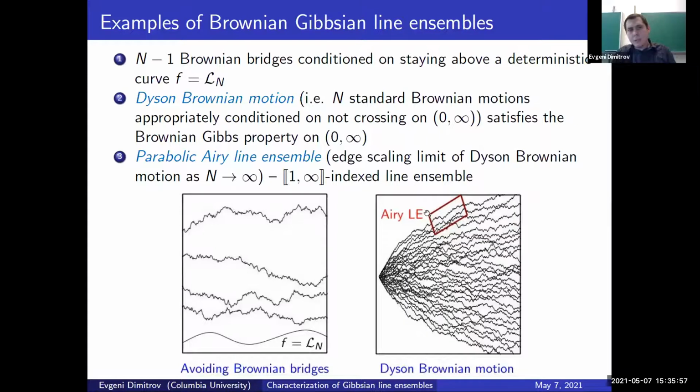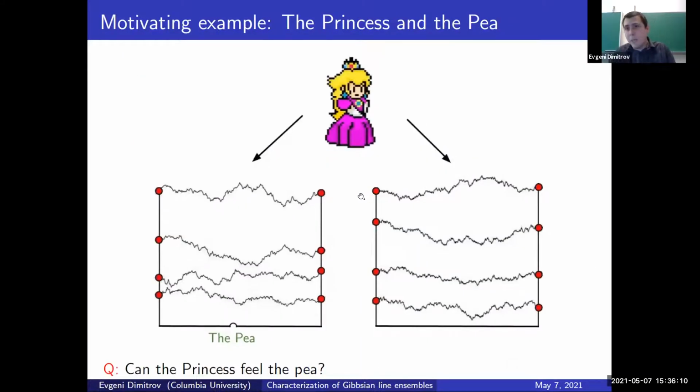Now, the question that we want to understand is basically how much information do we need to specify the law of a Brownian Gibbsian line ensemble? And to motivate the result in this direction, I'll discuss an example that I like to call the princess and the pea. The setup is as follows. You have two beds. One of them has a perfectly flat base, and the other one has an almost perfectly flat base, except that it has a small aberration, aka the pea.